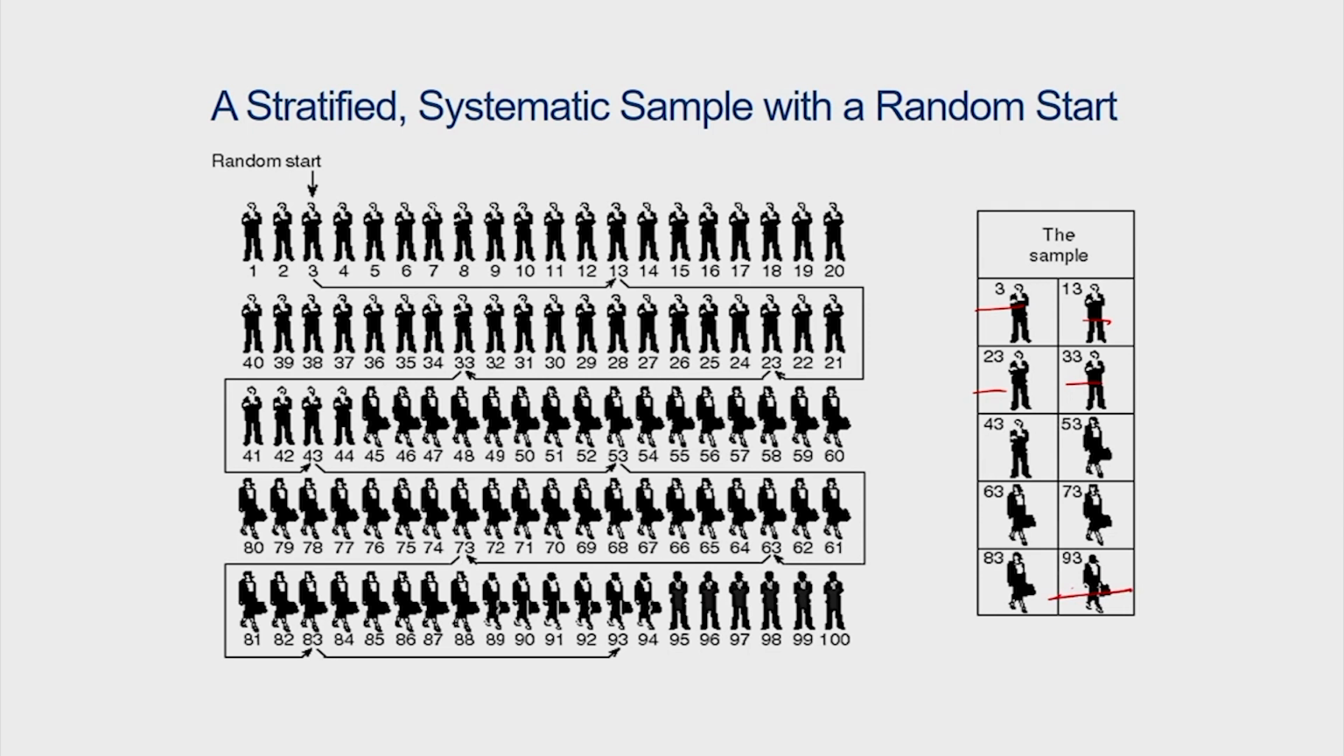So, we have a random start. One of the ways to do it is to just close your eyes and put a finger somewhere. If you are choosing the 4th person, then you can go to the 14th. If you are choosing the 5th person, then you can go to the 15th for the next sample, and so on, 15th, and then 25th, and so on. So, you have a random start, you stratify the population, but then carry out systematic random sampling.